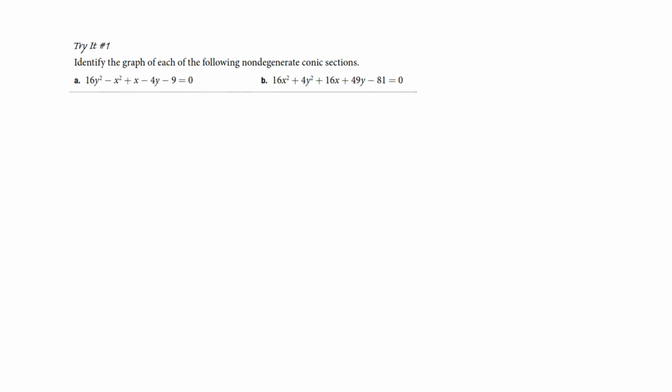Okay, now try a couple of these on your own if you want to pause the video. I'll talk you through it now though. So if I'm looking here, I've got opposite signs on the x squared and the y squared terms. This is going to be a hyperbola. And if I'm looking here, I've got both positives on the x squared and y squared terms. This is going to be an ellipse. It'd be a circle if they had the same coefficients, but they're different.